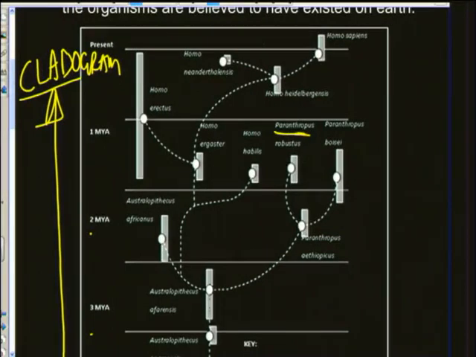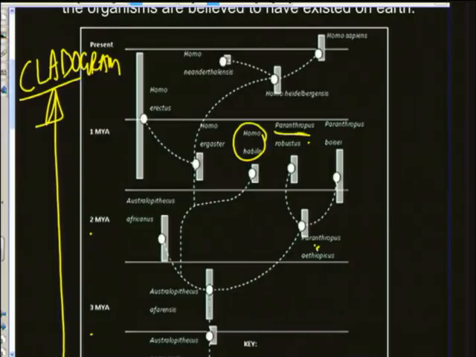Where did this Paranthropus come from? It came from there. And Homo, isn't it? Yes. All right. So which one is a common ancestor for that one and the Homo? Australopithecus. Is it this one here? No. Can't be that one. Why not? Below this, that one. Why is it not this one?